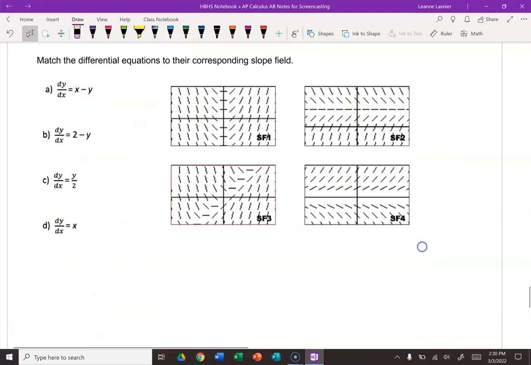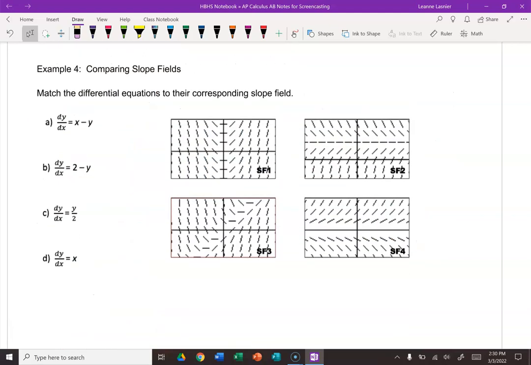That's coming up. Now, for our last example, we're just matching which one of these belongs to which of these differential equations. So one thing I tell students off the bat is look to see if your derivative is in terms of only one of the variables or whether it's in terms of both. So I noticed that B is only in terms of y. That means the slopes are going to be the same as you go along the x values because the slopes don't change based on x.